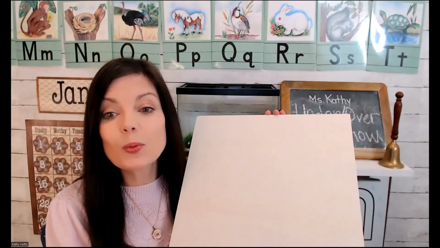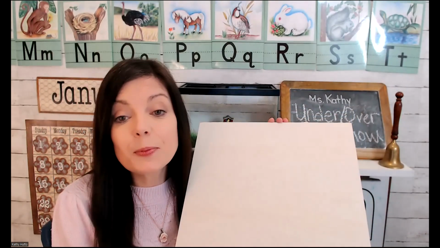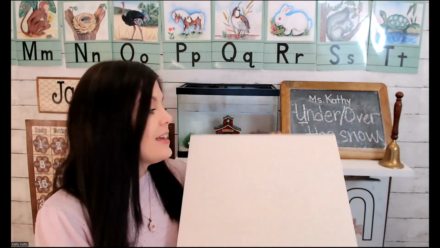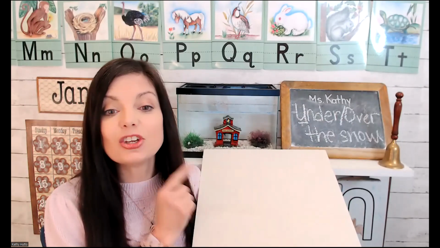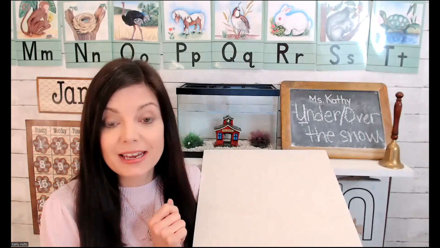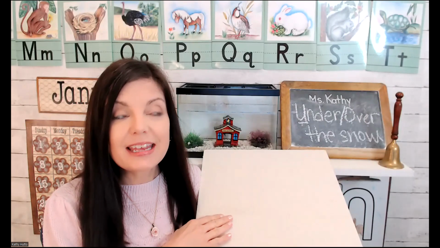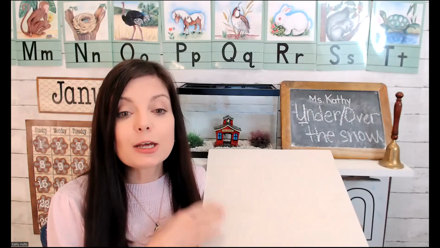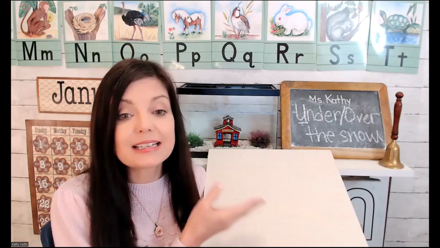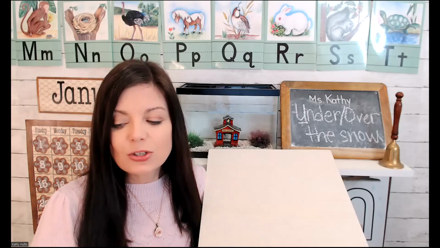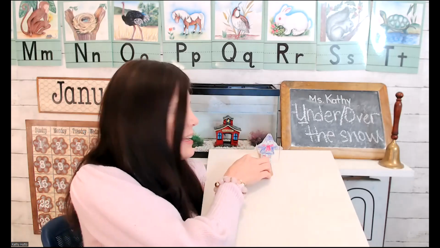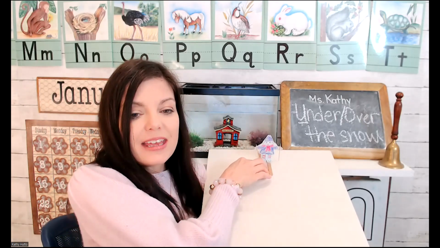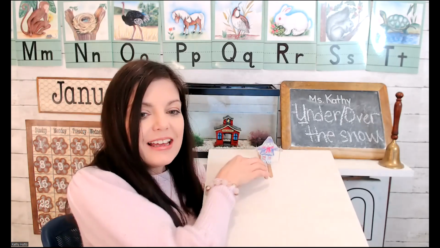I just have a simple wooden board. You could even use a book or a piece of cardboard. Just put one end higher than the other end and you have an inclined plane. An inclined plane is a simple machine. It's something that helps us do work, but it doesn't have any moving parts. So let's put our little ski racer at the top and let's watch her ski down the inclined plane. Ready? Go!